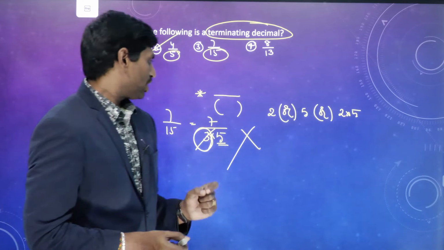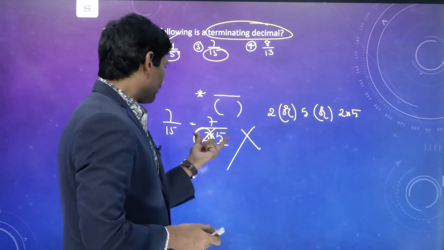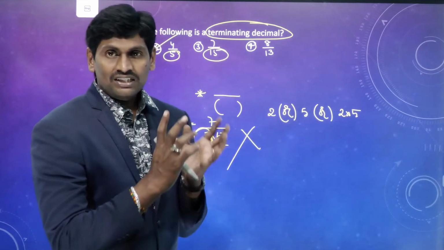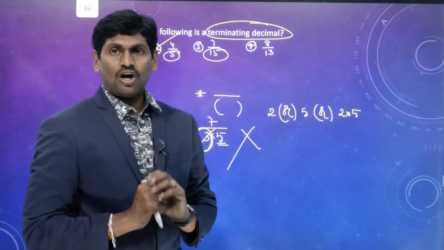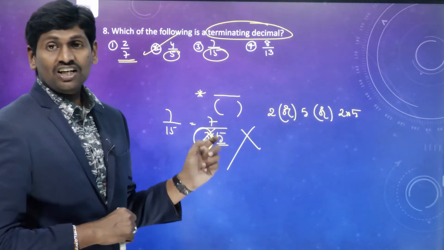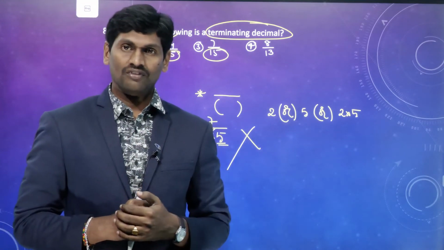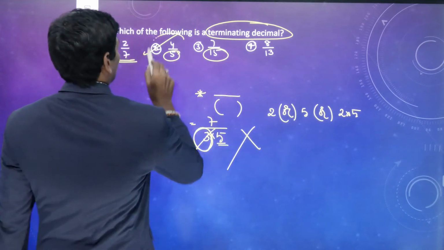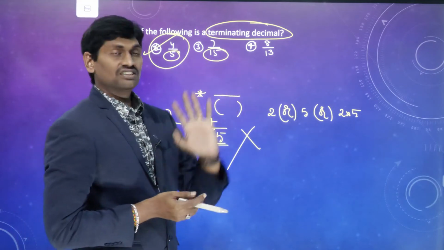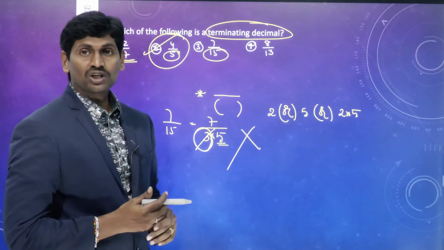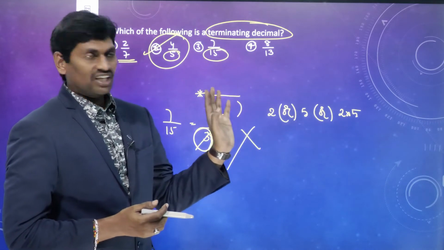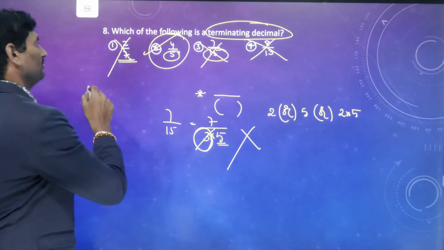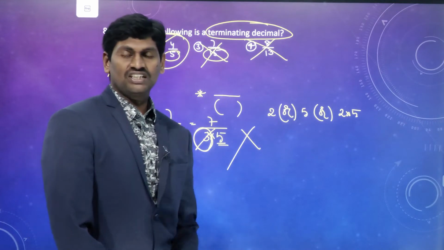According to our knowledge, if a number has a denominator of only 2's or only 5's or 2's and 5's, they only give terminating decimals, or else they are non-terminating repeating decimals. Okay? So 4 by 5 is a terminating decimal. 13. 13 is a prime number. We cannot express 13 as a product of primes because it is already a prime number. We cannot express it as 2 into 5's. So it is also non-terminating. Only the second option will be a terminating decimal because it has the denominator 5.